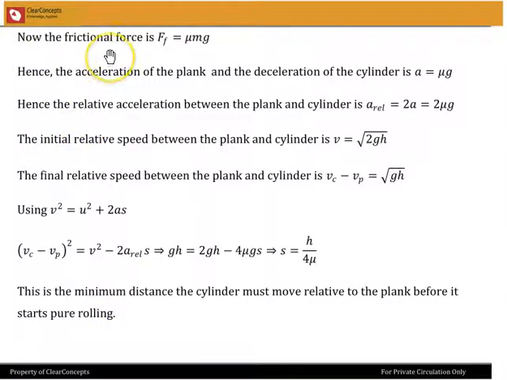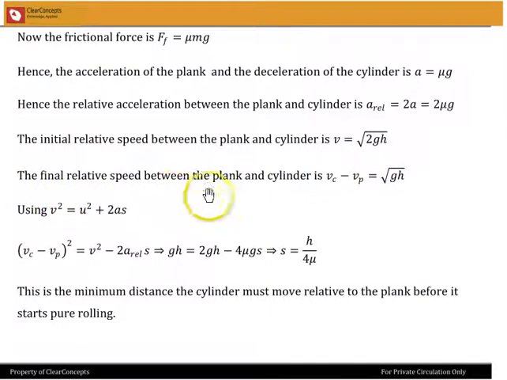Now there's a frictional force. The frictional force is simply mu mg, because it's just the cylinder sliding along the plank. So the acceleration of the plank will be equal to the deceleration of the cylinder, and those both will be a equals mu g. So the relative acceleration between the plank and the cylinder will be twice that, so 2 mu g. The initial relative speed between the plank and the cylinder is simply the speed of the cylinder at the base of the hill. So that's root of 2gh.